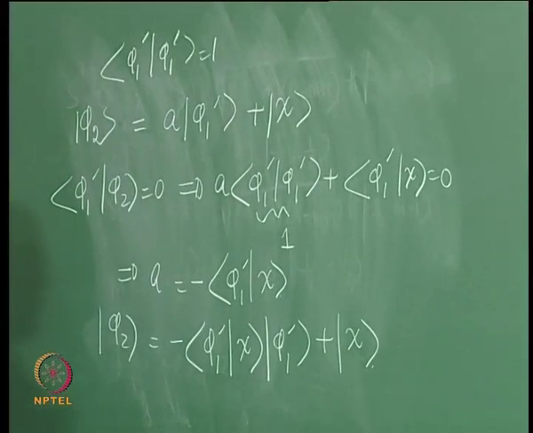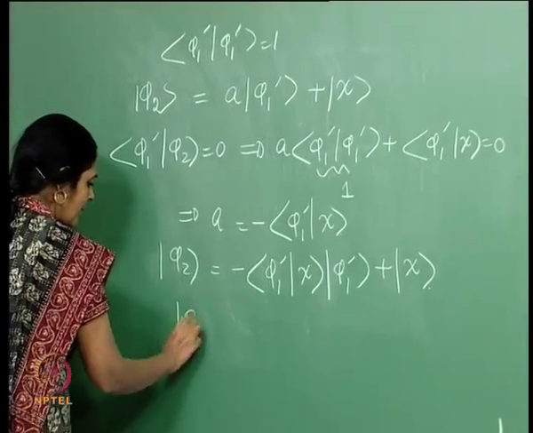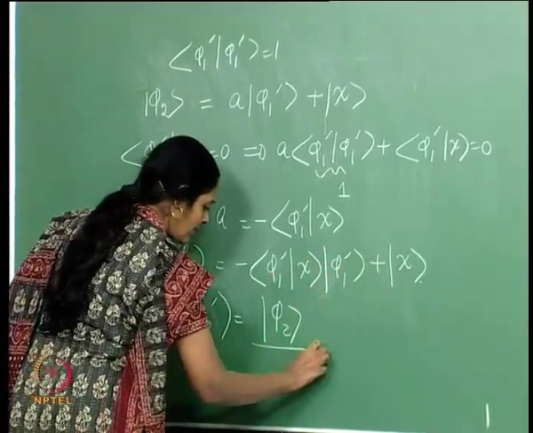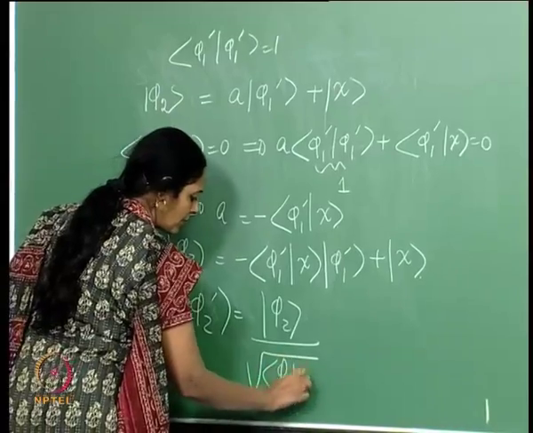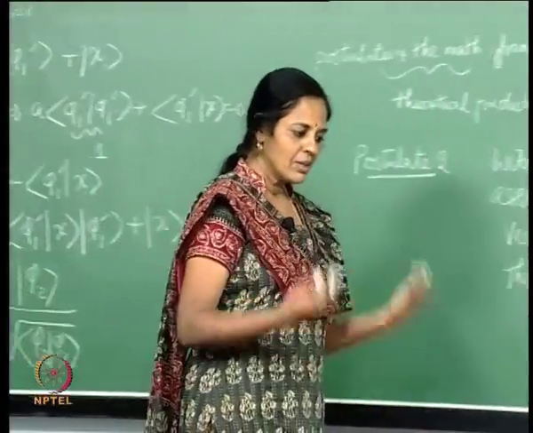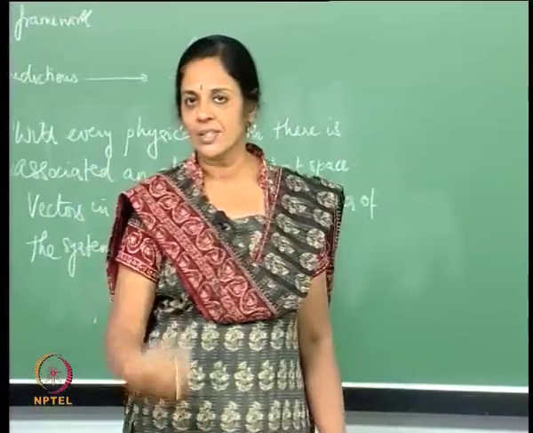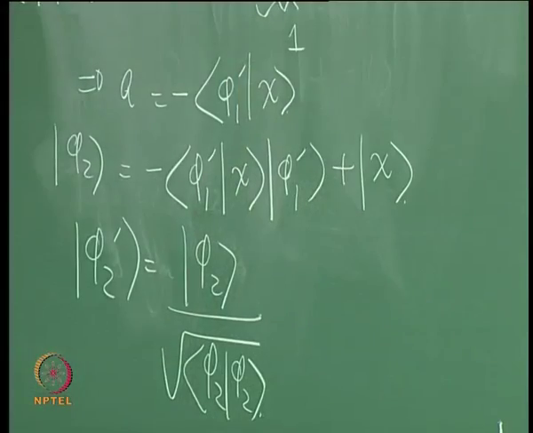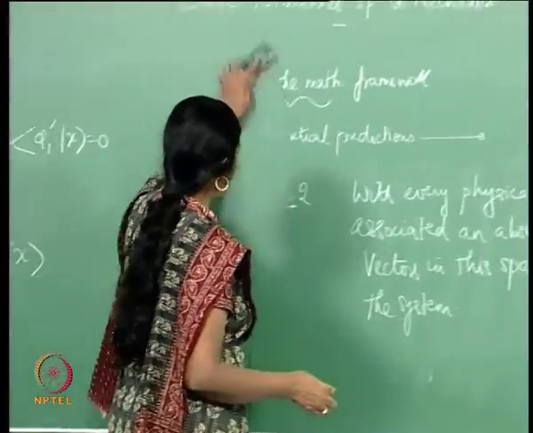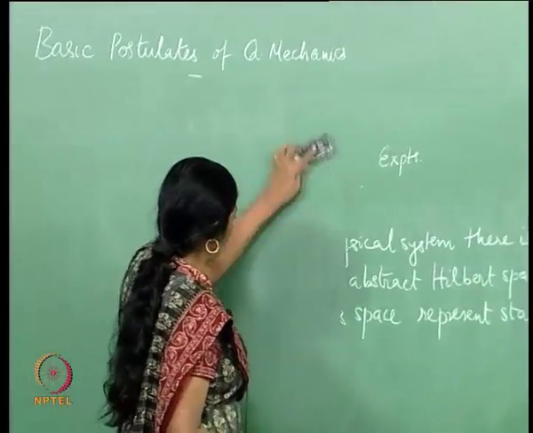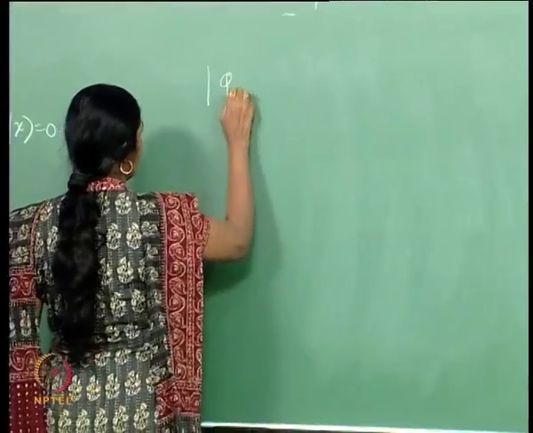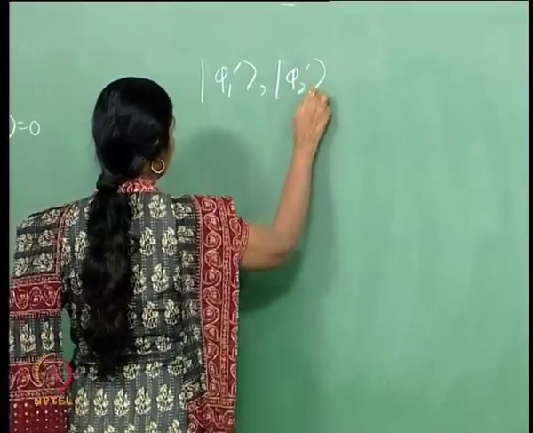Now, we need to normalize phi 2 to unity, and for that, as before, I will divide phi 2, given in this fashion, by the square root of the inner product of phi 2 with itself. And therefore, the inner product of phi 2 prime with itself is 1. So, I have normalized the new vector, which is phi 2 prime. I therefore have two vectors in this space, which are normalized to 1 and which are orthogonal to each other, namely phi 1 prime and phi 2 prime.